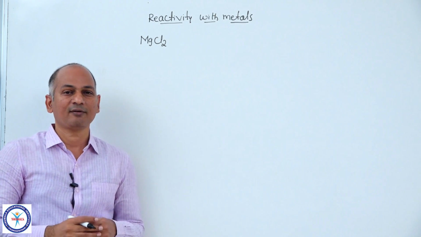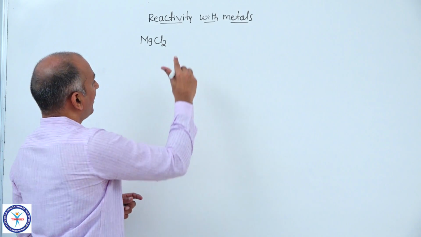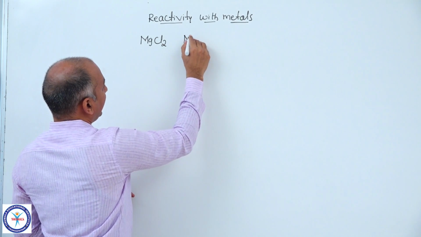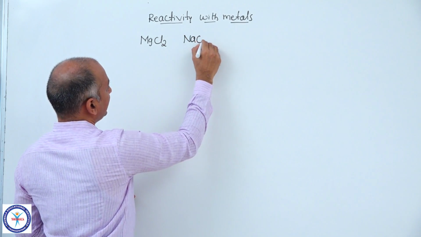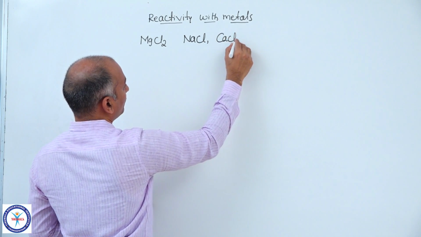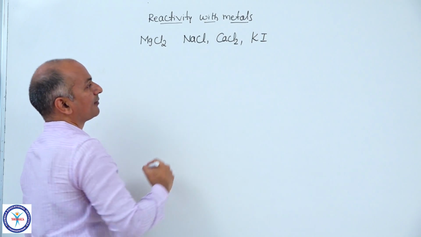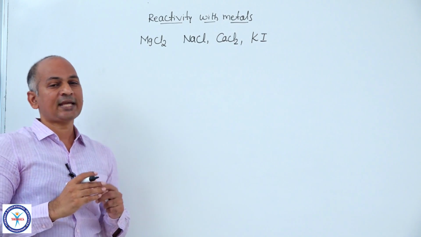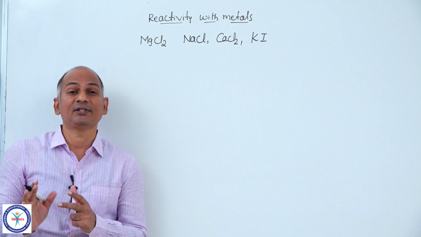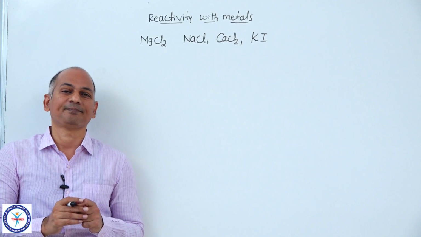Suppose if you see the example of chlorine, it is MgCl2. If you take sodium, reaction with sodium, it is NaCl, CaCl2, KI. So these halogens readily react with these highly electropositive metals to form halides.